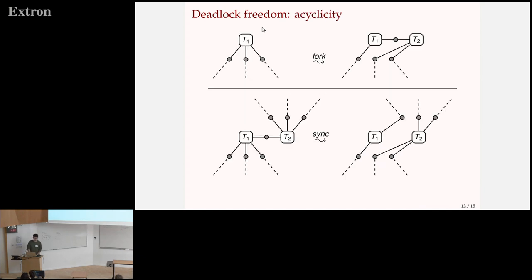Let's see why. So if we do a fork, and we initially had some thread that is connected to three barriers, it is possible that the lambda of the fork captures some of these barriers, which then get connected to the new thread. But as you see, if the original configuration was acyclic, then the new one is too. Similarly, for the sync operation, there we use the barrier between T1 and T2 to exchange values, which maybe contain some barriers. But here too, if the original configuration was acyclic, then the new one is.